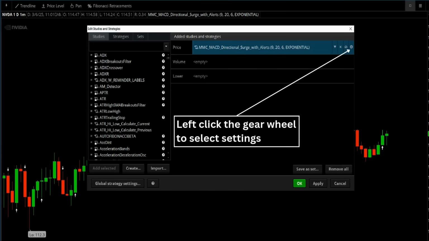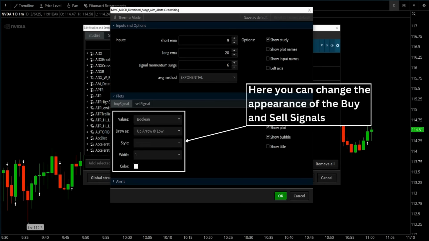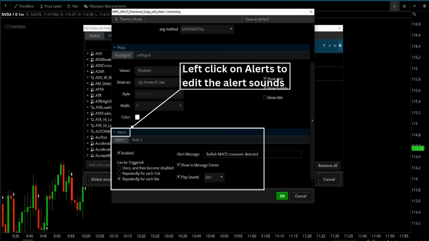Settings for this indicator can be easily accessed by selecting the gear wheel on the chart. This opens the customization menu, allowing full control over the display of signals and indicator preferences. Traders can adjust the style, size, and color of the signal arrows to fit any charting theme. Alert sounds can also be modified by opening the Alerts tab. When signal conditions are met, these sounds provide instant auditory confirmation of a shift in momentum, reinforcing the visual cues on the screen.